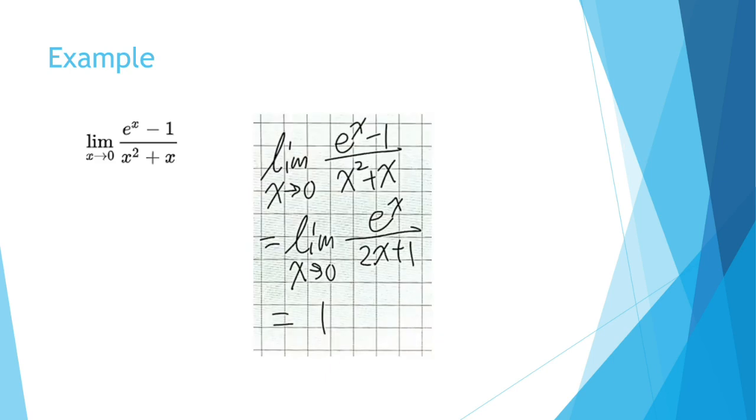The limit as x goes to 0 of e to the power of x minus 1 divided by x squared plus x equals the limit as x goes to 0 of e to the power of x divided by 2x plus 1, and finally equals 1. So the answer is 1.